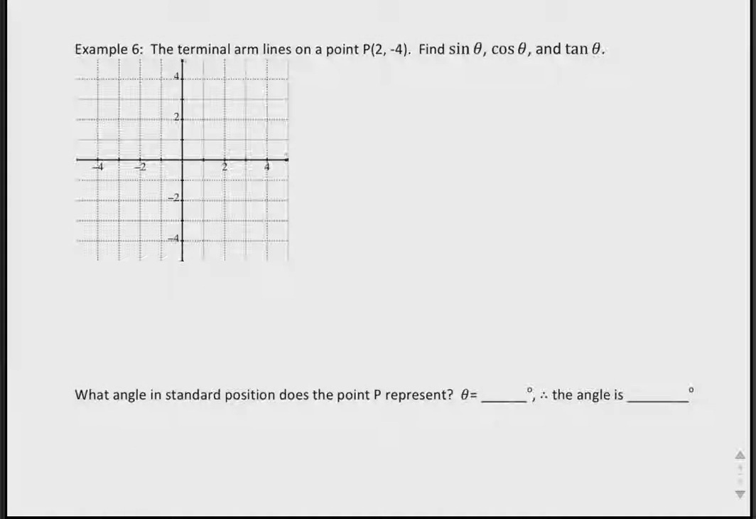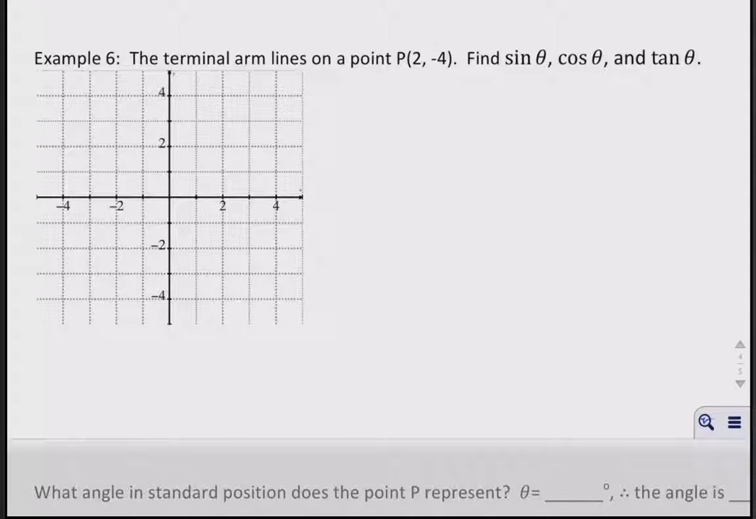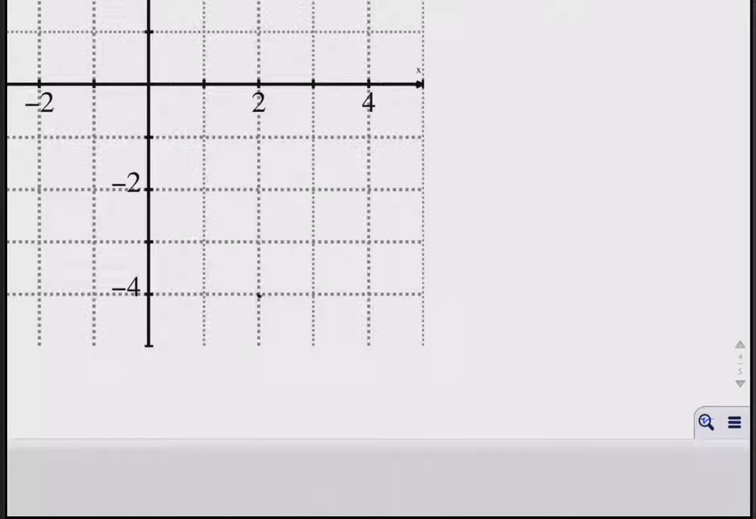In example number 6 here, we just want to find the basic trig ratios given a point. This one is 2, -4, and it lies on the terminal arm. So 2, -4 means I go out 2 and down 4. That'll bring me to this point here, across 2, down 4. The terminal arm goes through that point. So let me just draw a straight line connecting the origin to that point.